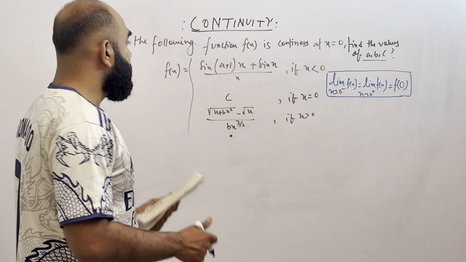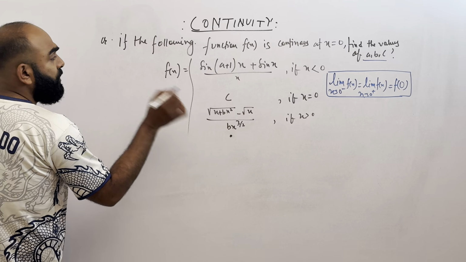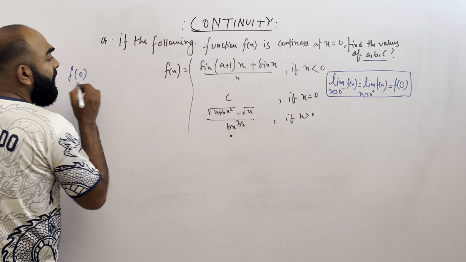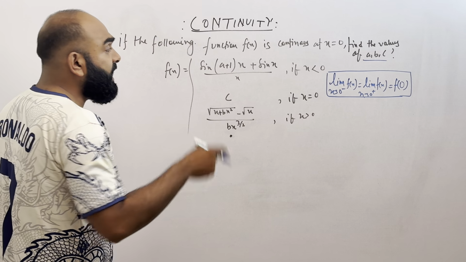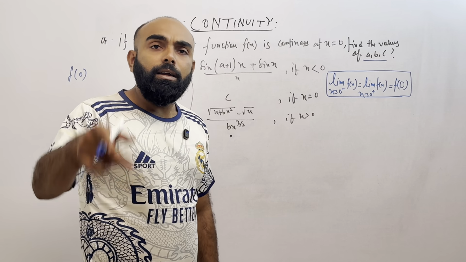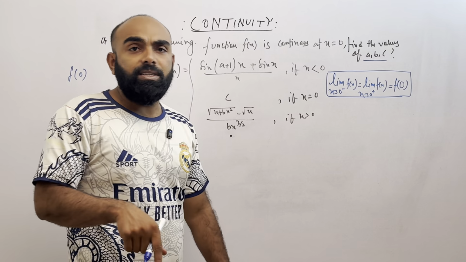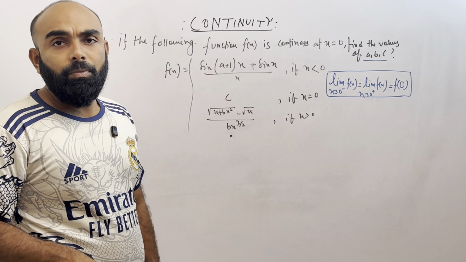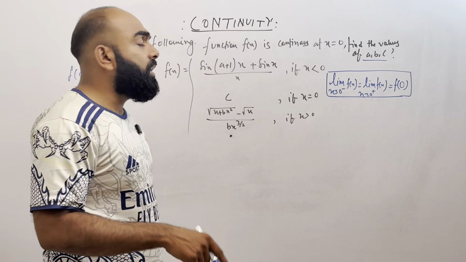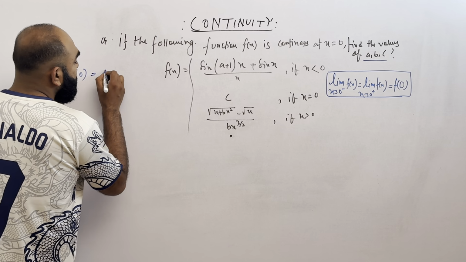Okay, go for the first step. Sir, start with f of 0 only. F of 0 at a only. What is here a? Sir, a is 0 only. A is the point where we have to check the continuity of the given function, and they are already saying the function is continuous. So at f of 0, what is the value of the function? Sir, c.